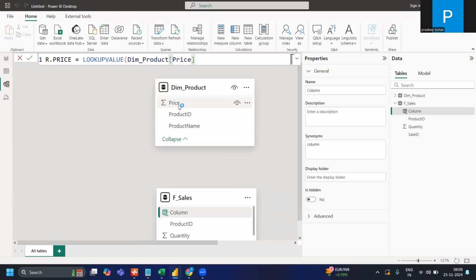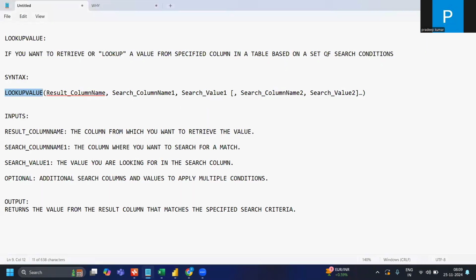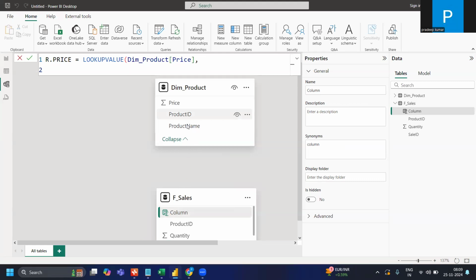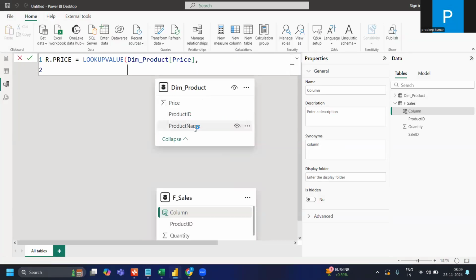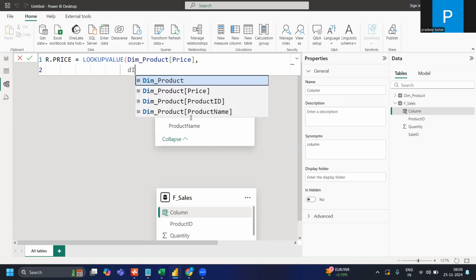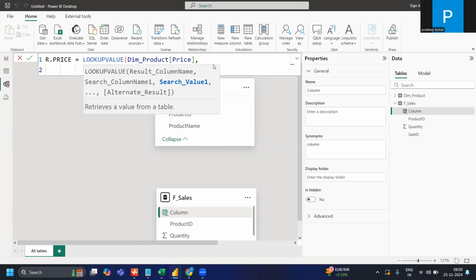Price, based on what? The column from the table based on a set of search conditions. What are the search conditions? What are the common things in both the product and sales tables? The product ID from the product table and the product ID from the sales table. These are the common things. The search column was product ID. Based on the product ID, we are fetching the price value.